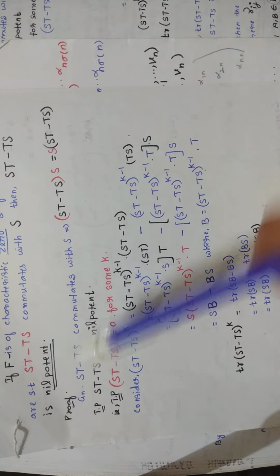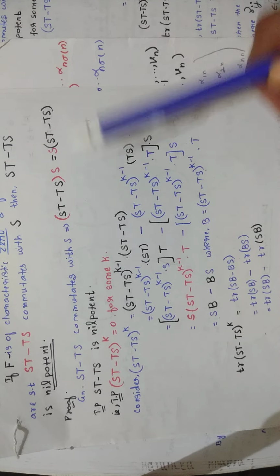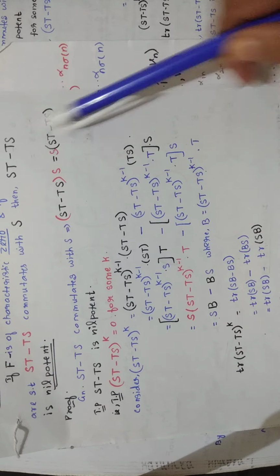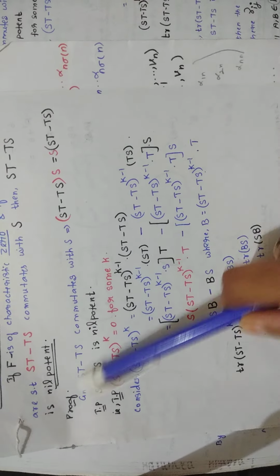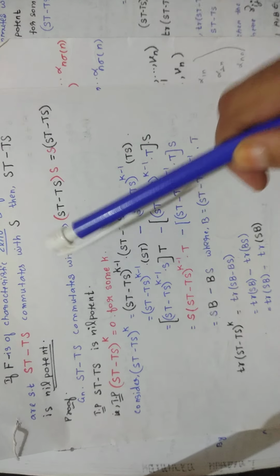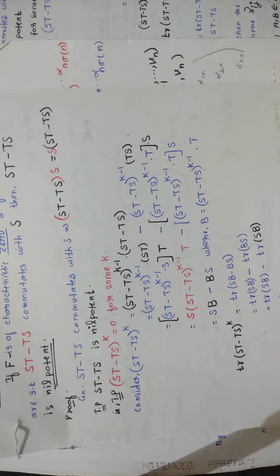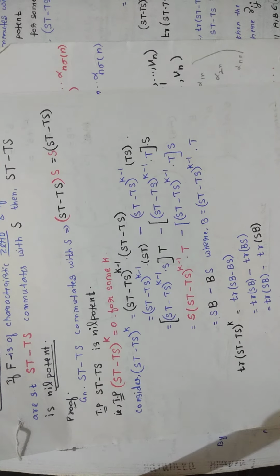So here you can see the statement, and this is the proof. This is very simple. I will explain it. First you have to write what is given in the statement. Just copy down from the statement. ST minus TS commutes with S. From this line they are conveying this, so that is what I am writing, and it implies ST minus TS into S is equal to S into ST minus TS.